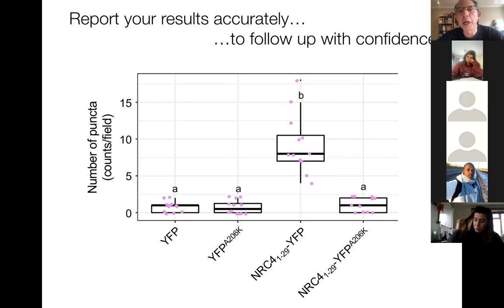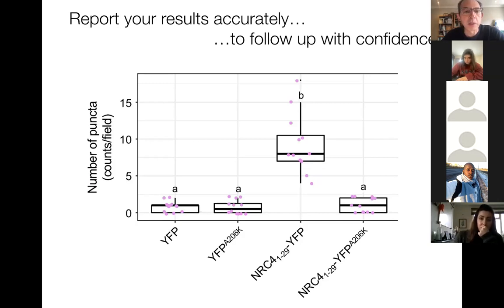Okay, I also mentioned reporting data accurately, and this is important because you want to be able to follow up. Once you publish your paper, you want to do more research on this. Other people will try to replicate your work. Your students, postdocs, and other scientists will follow you on this project. They will use your material and replicate the work. So when you have quantitative data, it's important to display it in a quantitative manner. This is actually the experiment matching that paragraph I just showed you, where we were saying that this construct makes puncta and the others don't.